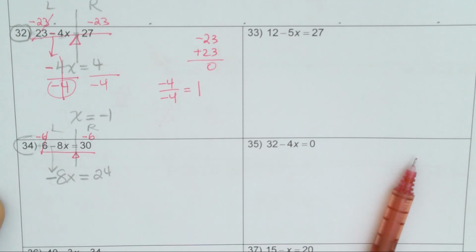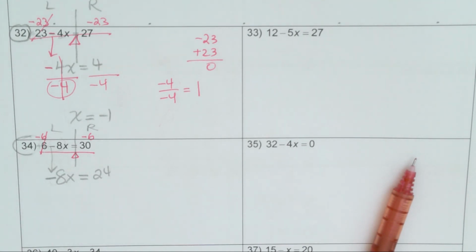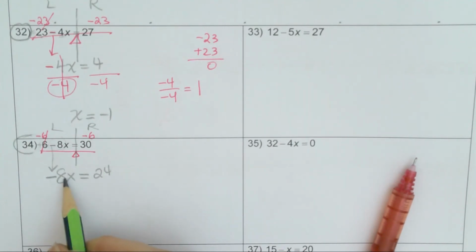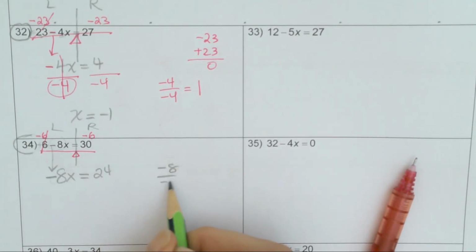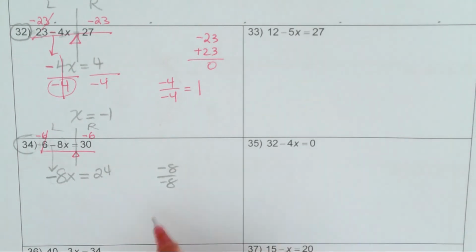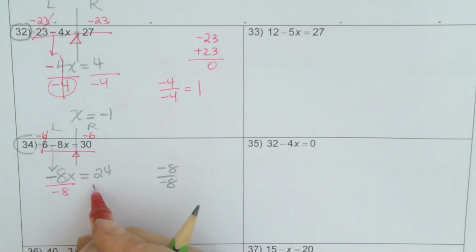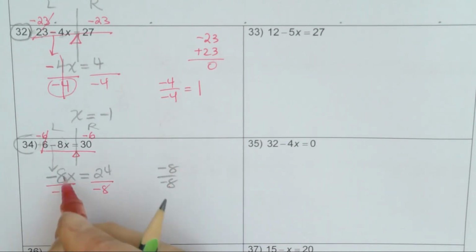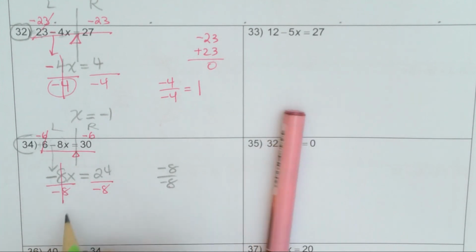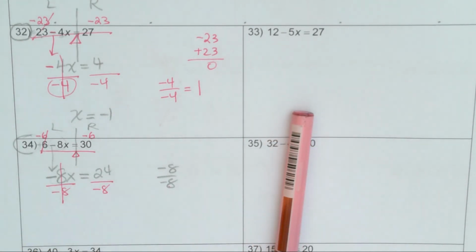Then I say, who's my best friend? 8 or 24? Yeah, 8's my best friend because it's close to the x. So I have to make the fraction using the 8. So I'm going to divide by negative 8 because that gets rid of my best friend. But I have to do the same to the other side. So that's 1.